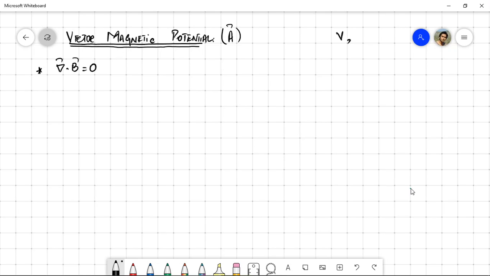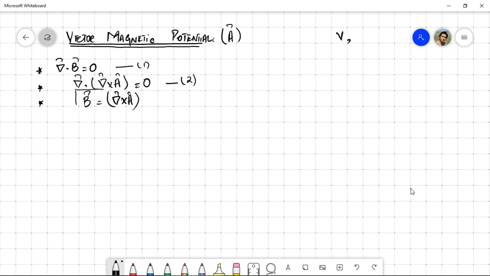There was a property that we studied in chapter number 3. That property indicated that the divergence of the curl of a vector will be zero. So we have this equation, we have this property, and we have this equation that we need to satisfy. If we call the first one equation 1 and the second one equation 2, and compare these two equations, we can say that B is equal to del cross A.